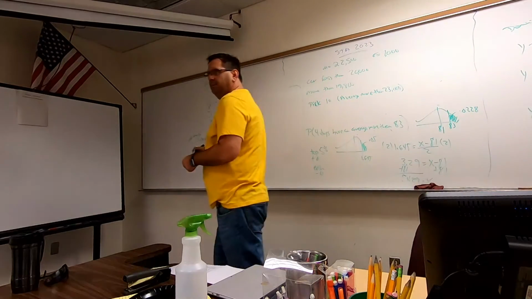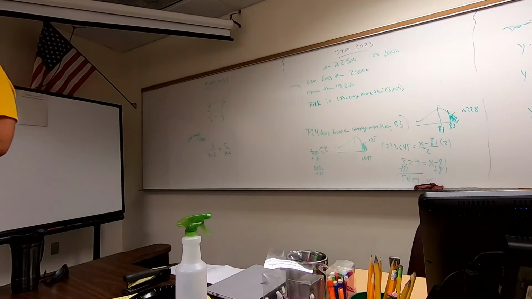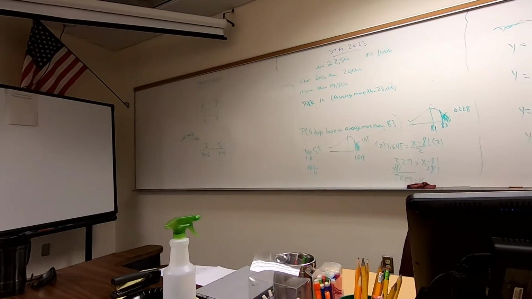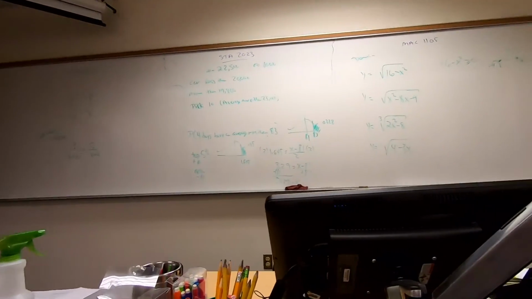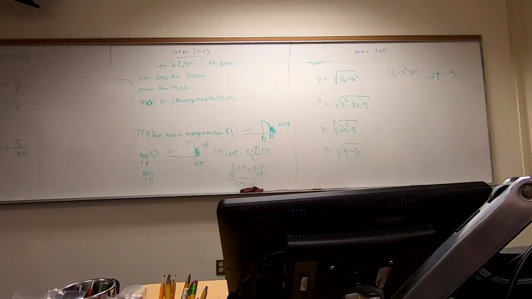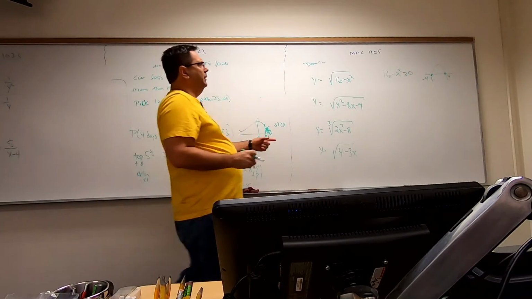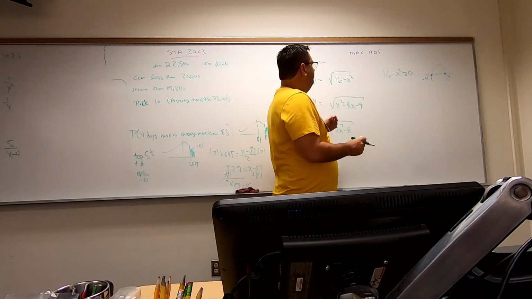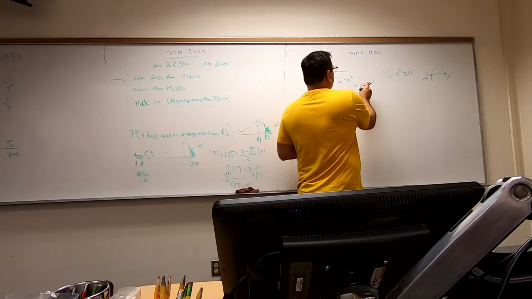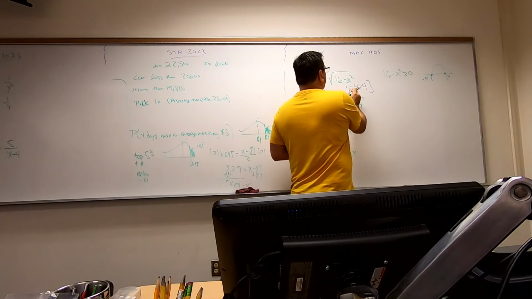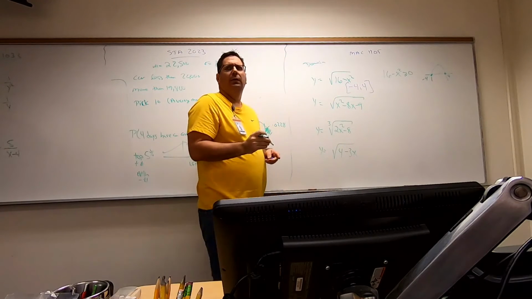You can do a sign graph too. That is a parabola. It's concave down. And this is -4 to 4. Yes, ma'am. Bracket.